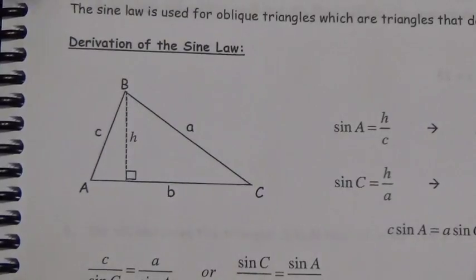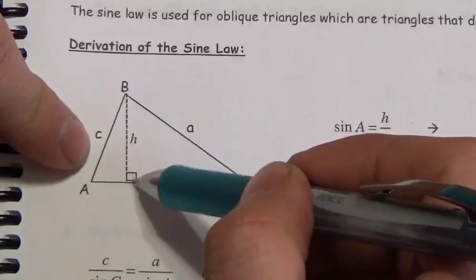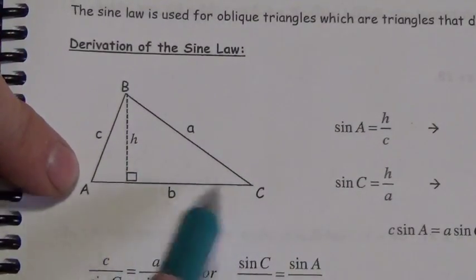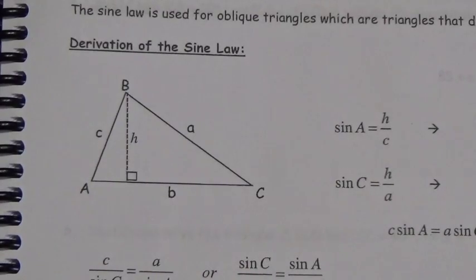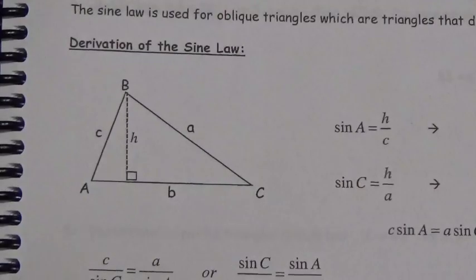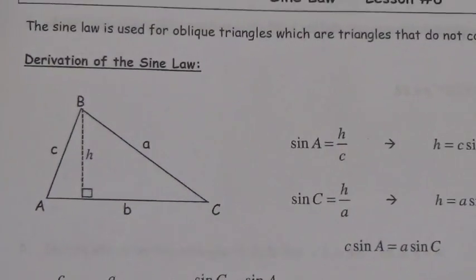Well, probably what you can guess by the diagram here, we're going to drop an altitude, H, and H is going to be perpendicular to that side AC. Now, the benefit of that is that all of a sudden it creates two right-angle triangles. And so we are right back to basic trigonometry the way you know it. Now, here's where the sine law comes from.